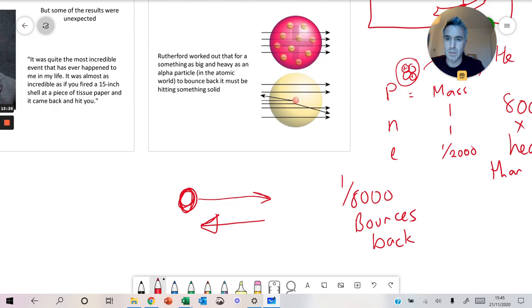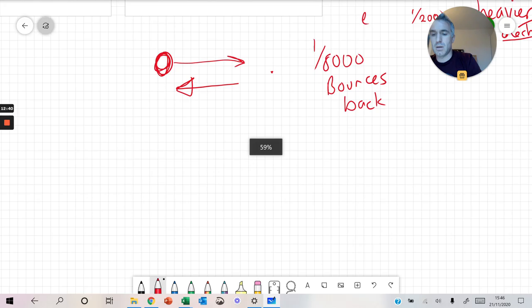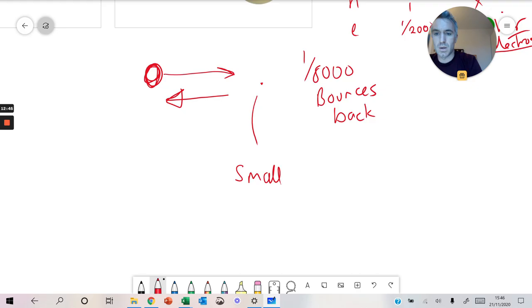So what do we know about that? What's happened to that one in 8,000? Well, if it's bouncing back only one in 8,000 times, what it's hitting must be very small, because 7,999 are making it through. Only one in 8,000 are hitting. So it has to be very, very, very small.